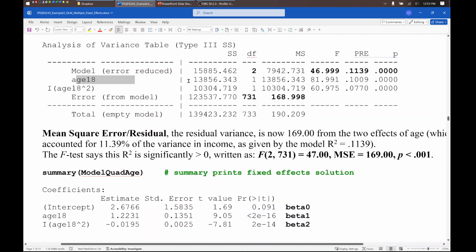Okay, we're going to ignore these two rows here. Don't need them. And then error from the model. This is how much it would cost to buy out the rest of the store that we did not buy. And this is how many things are left in the store that we could have bought. So this is denominator degrees of freedom. It tells you how many more slopes could have been added beyond the two that you do have.